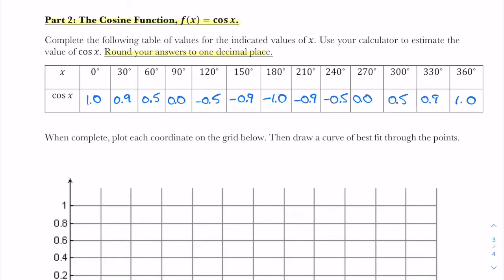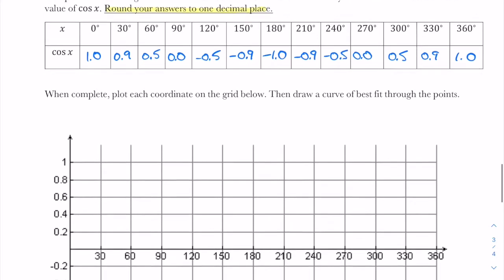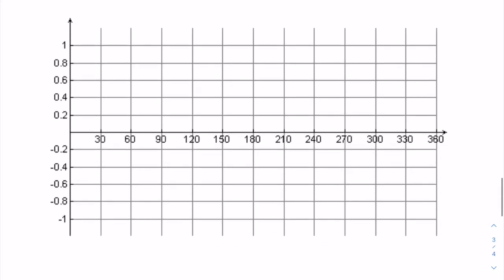Okay, so hopefully these are the y values that you got. And once again, let's plot them on the grid below. The horizontal axis represents the angles, and the vertical axis will represent cosine of those values. So once again, please take a moment to pause the video, plot those points, and when you're ready, click play to resume.